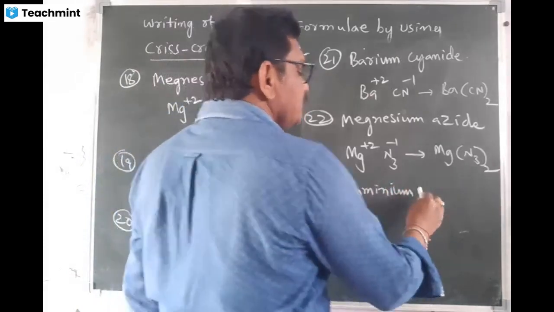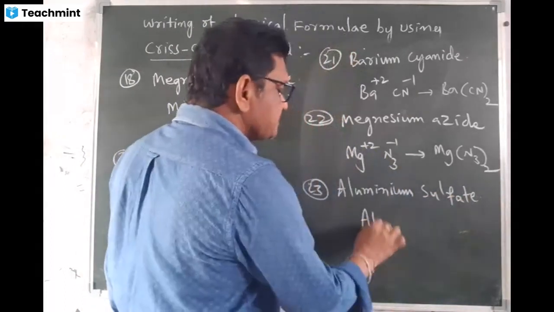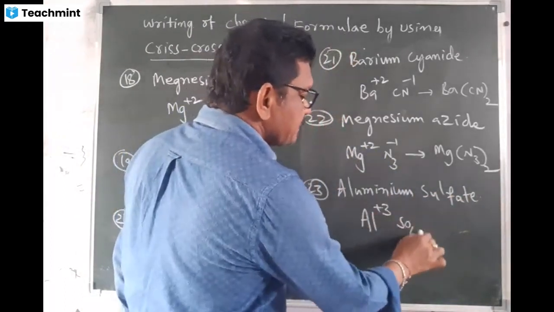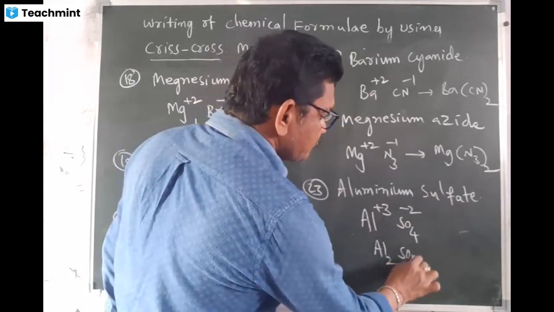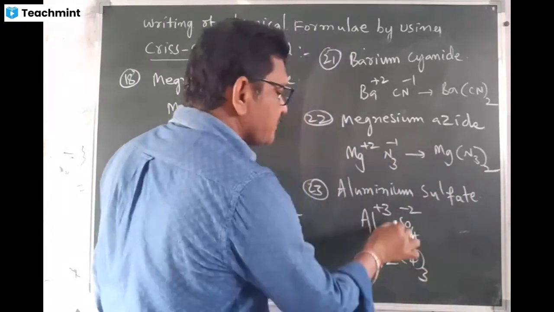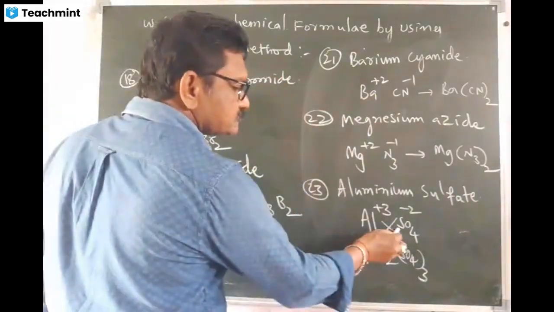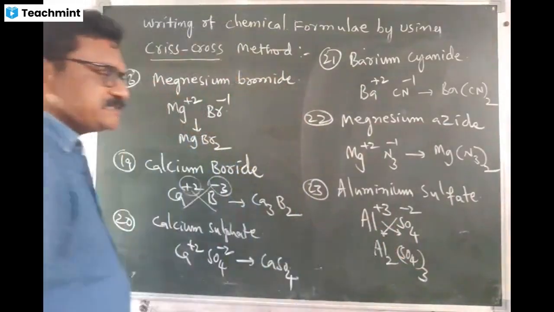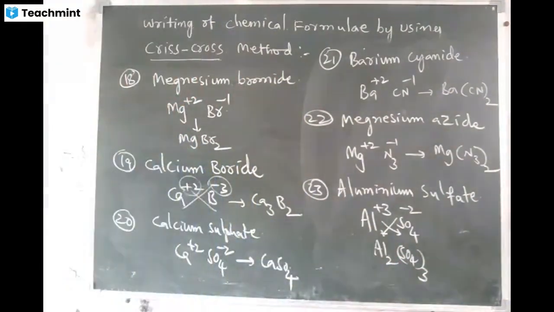Okay, aluminum sulfate. Aluminum sulfate. Aluminum charge how much? Al plus 3. Sulfate charge SO4 minus 2. Then the formula becomes Al2(SO4) taken thrice. This is the formula because you can reverse the charges. So that you are getting the formula of aluminum sulfate.